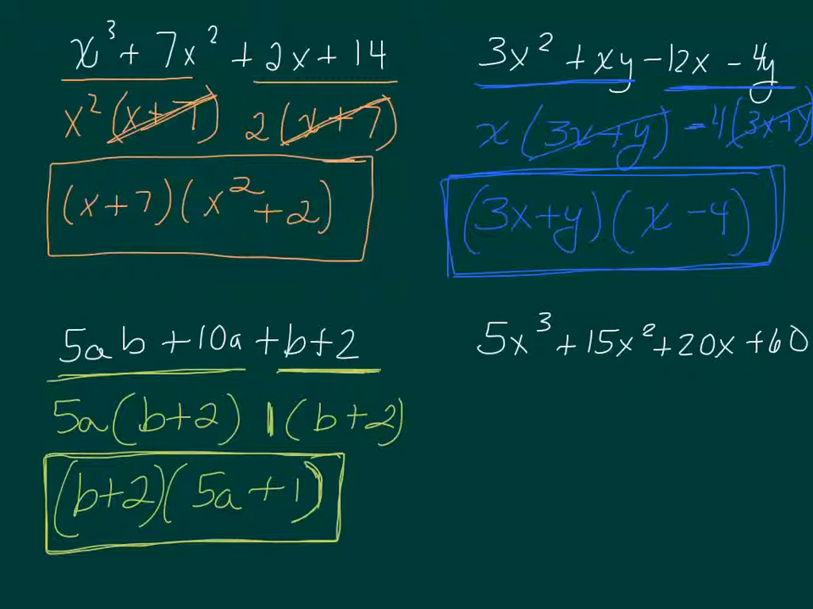All right, in this last case, let's take a look. What is in common, if anything? 5, 15, 20, and 60, they all have a common factor of 5. So I'm going to take a factor of 5 out. So I'm going to have x cubed plus 3x squared left over, plus 20 divided by 5 is 4x, plus 12. 60 divided by 5 is 12.